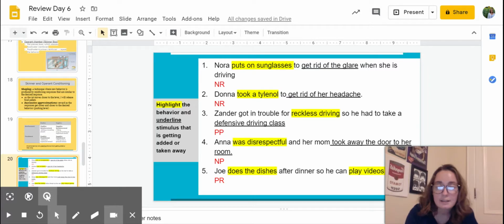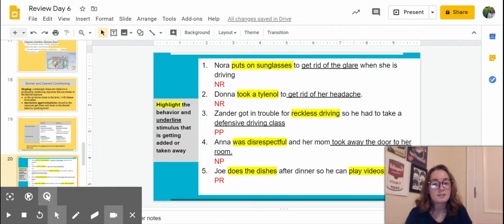Okay, Donna took Tylenol to get rid of her headache. Good luck finding Tylenol these days. Donna took Tylenol. Taking Tylenol is the behavior. So you identified that. Now, what is the stimulus that's getting added or taken away? It's the headache that's getting taken away. And think, do we like having a headache? No. It's the unpleasant stimulus that's getting removed as a result of the behavior of taking a Tylenol. So it's negative reinforcement. It's removing something that's unpleasant, therefore encouraging you to continue doing the behavior of taking a Tylenol when you have a headache.